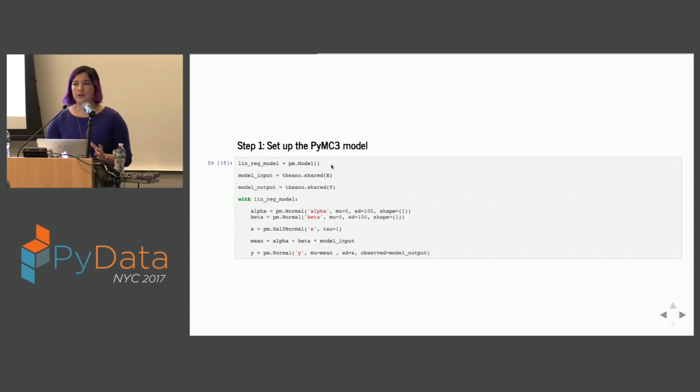So the first thing you do is instantiate a PyMC3 model instance. Then we're going to set our model input and output as Theano shared variables. This allows us to change their values later. And then we actually parameterize the model.